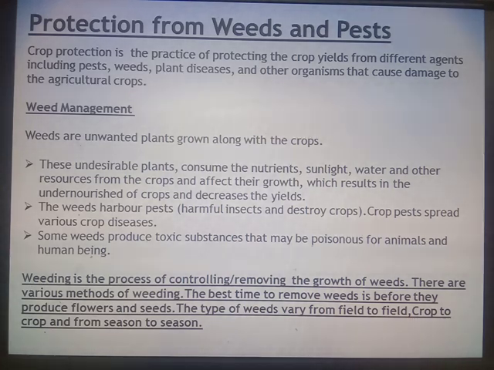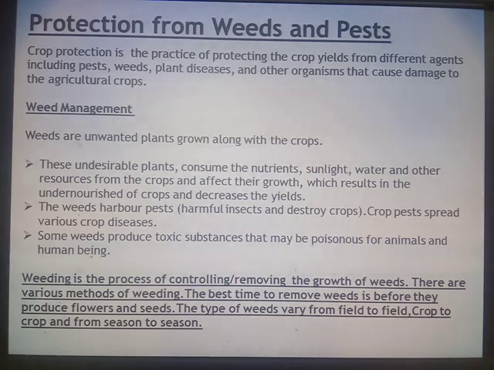Weeds are unwanted plants grown along with the crops. These undesirable plants consume the nutrients, sunlight, water and other resources from the crops and affect their growth, which results in the undernourishment of crops and decreases the yields. Now, what are the disadvantages of weeds? Those weeds, of course, they are plants. They also require sunlight. They also require nutrients. They require water and other things.